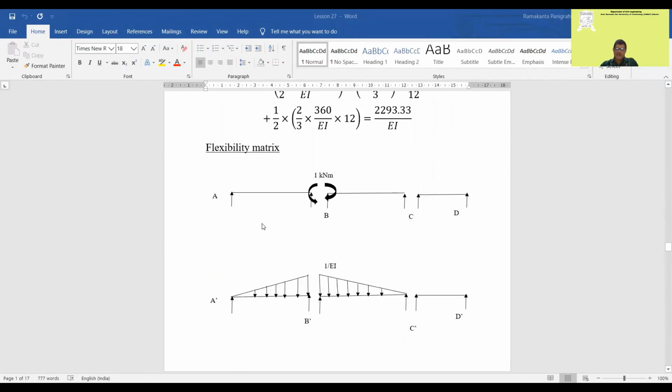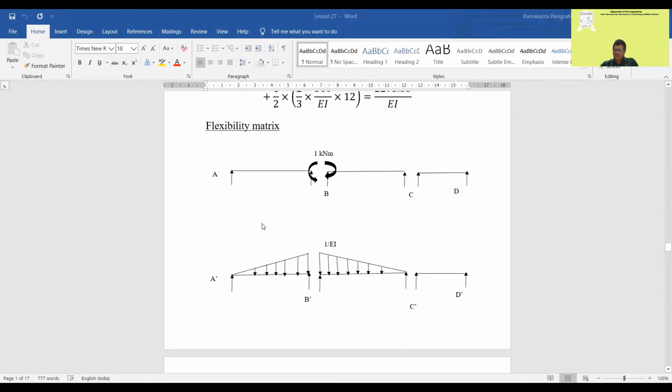Then come to the flexibility matrix now. Like we have done in the earlier problem, here also we can find the flexibility matrix. Now apply the unit moment at the designated coordinate 1. 1 kilonewton here, 1 kilonewton here, and this is the diagram for this B dash. And what is the rotation at B dash and rotation at C dash? That we have to find out. This is coordinate 1, and here is coordinate 2. When we apply coordinate 1, the other coordinates are locked, like we have discussed earlier.